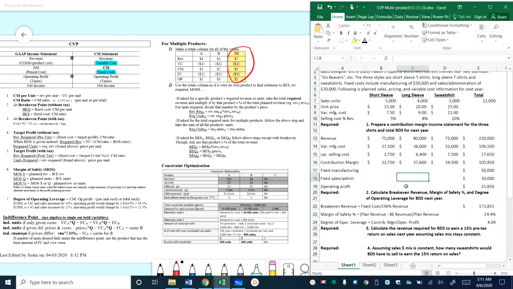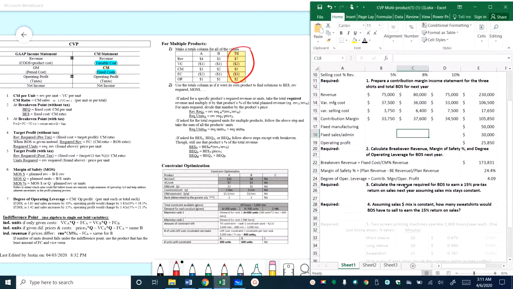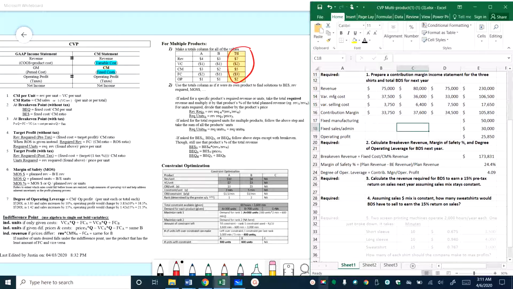Okay, so now we get on to the part that deals with multi-product CVP. So for this first part, it says calculate the revenue required for BDS to earn a 15% pre-tax return on sales next year, assuming that the sales mix stays constant. So take a second to try that out.